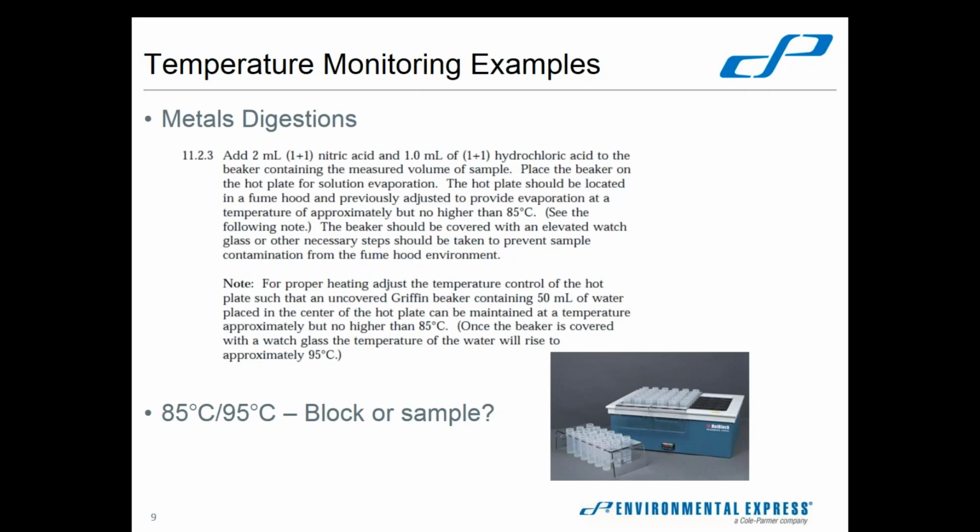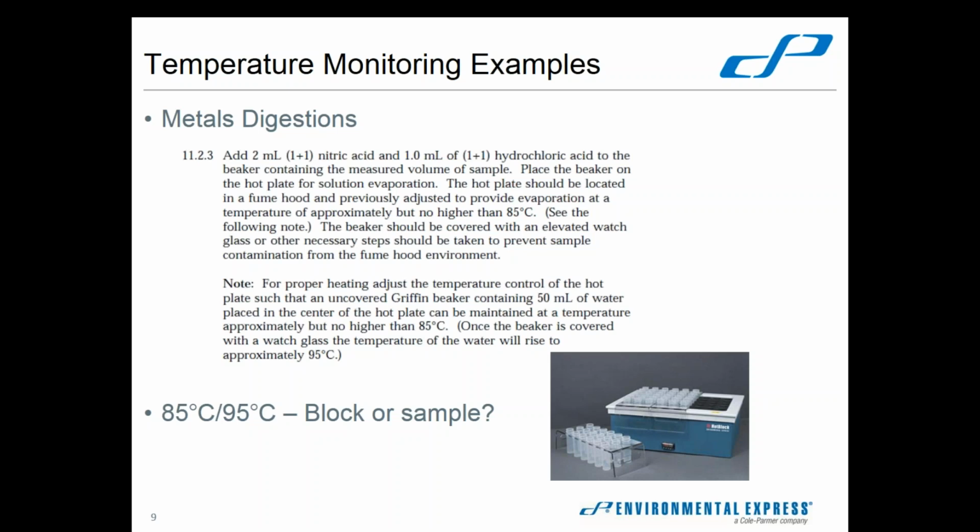So now let's talk about some examples, some things that we may encounter in our lab, some spots where we're asked to monitor temperatures. Hot block digesters. Metals digestions is typically where these are used, although I've seen phosphorus digestions. Mercury is still a metals digestion. Hexavalent chromium, again, still a metal.